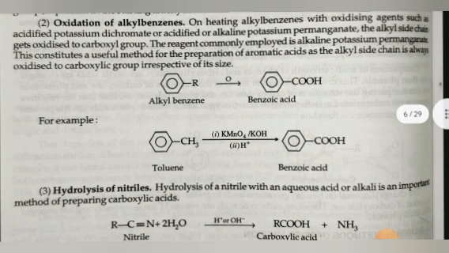Oxidation of alkyl benzenes. On heating alkyl benzenes with oxidizing agents such as acidified potassium dichromate or acidified or alkaline potassium permanganate, the alkyl side chain gets oxidized to a carboxyl group.